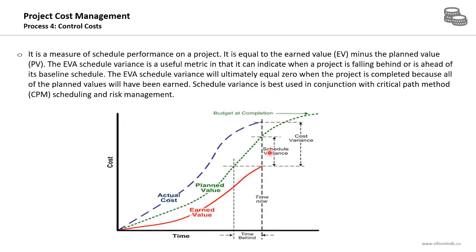So the schedule variance is the difference between the earned value and the planned value. The cost variance is the difference between the earned value and the actual cost.